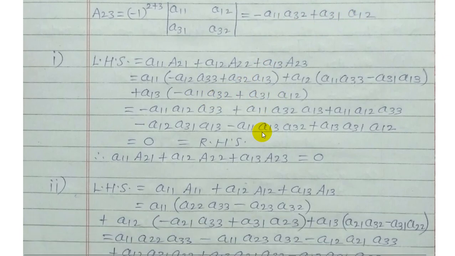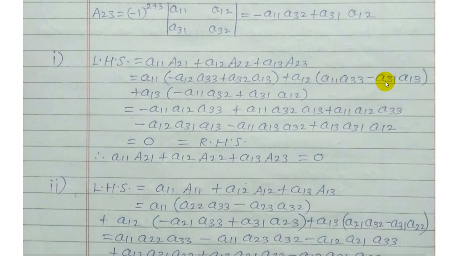Now what you have to do after this step is just open the bracket. After opening the bracket, what we get is minus, as this first one we write here because of the minus sign, minus A11 A12 A33. Now A11 into this much, so A11 A32 A13, plus A12 here, so we write in order A11 A12 A33.